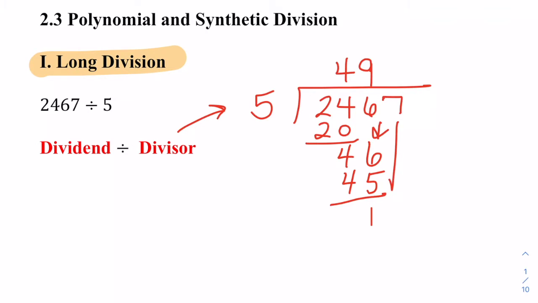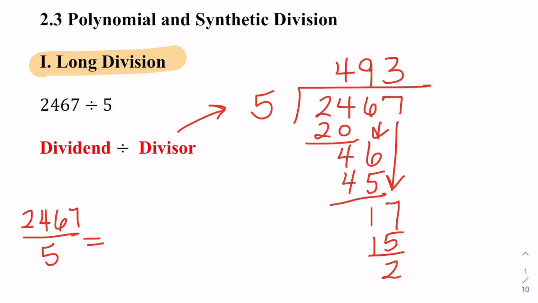Subtract, carry down 3, and we'll have a remainder of 2. So this will be, I'll just write it over here. So 2,467 divided by 5 will equal 493 and 2/5.